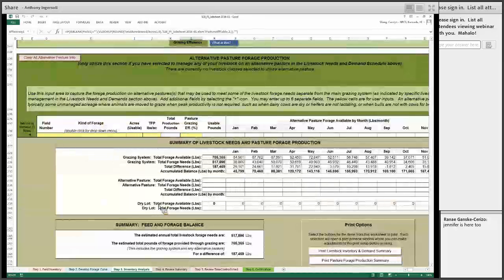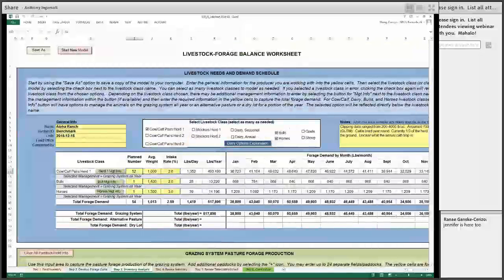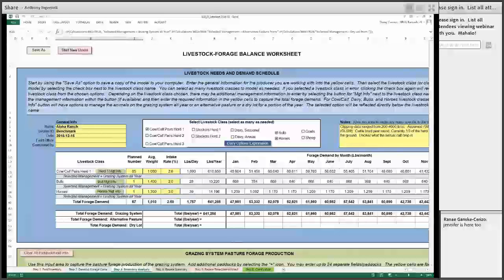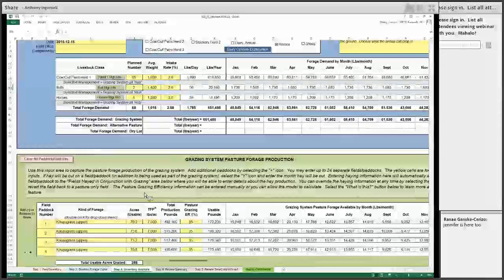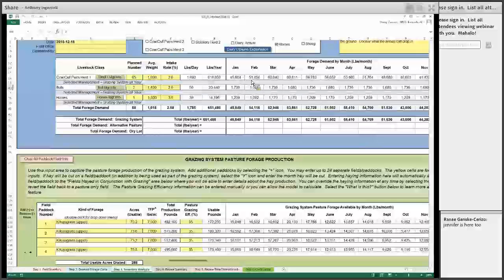So we're going to go up and we can adjust the herd numbers and start playing with this in order to try and see if we can get it to balance. So let's say we take the herd up to 65 animals, and let's say we go with 2 bulls. That might be a little low, but where are we at now? Okay, getting a little closer. We have a difference of 53,000 pounds.